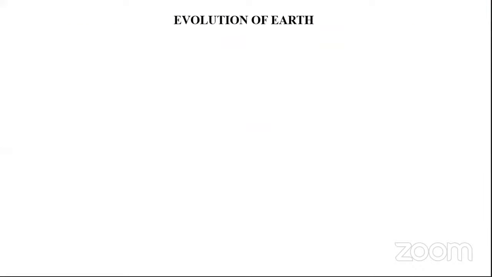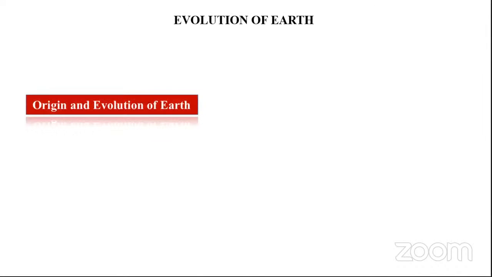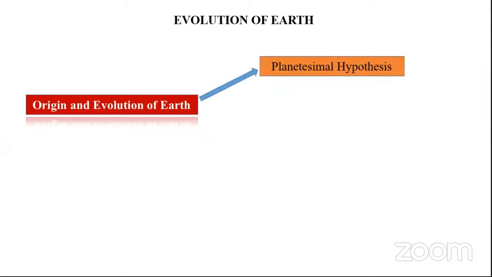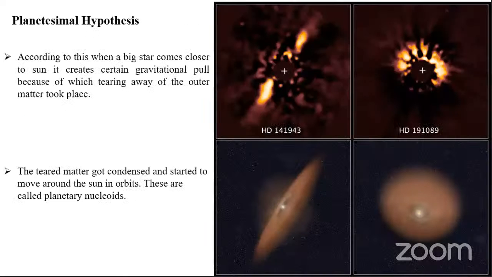Very first we want to know how our mother earth was formed. Students, the origin of earth is explained by two theorems. What are those? One is the planetesimal hypothesis, and another one is the nebular hypothesis. These are the two major hypotheses which explain how the earth was formed. So very first we will see this.